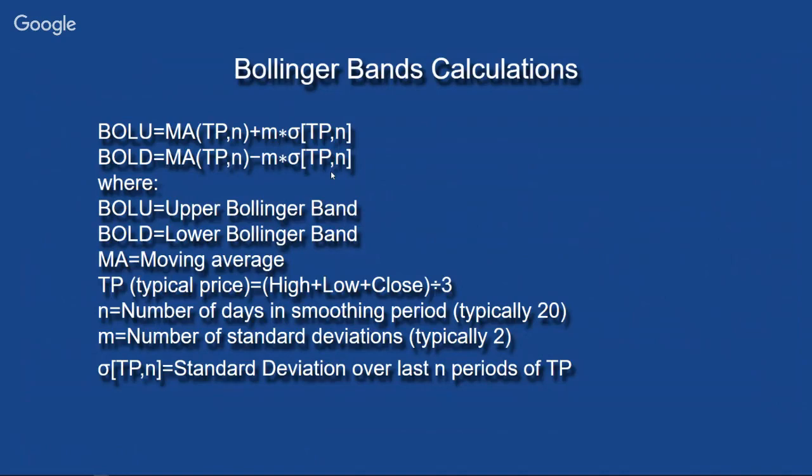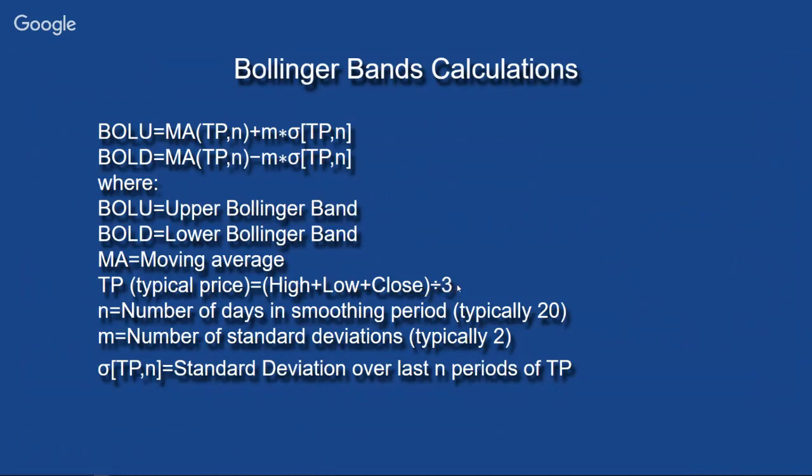What can I say? The center line is typically a 20-period moving average by default. The upper line is two standard deviations of the typical price for the last 20 periods above the center simple moving average. So what we do is we calculate the standard deviation of the price for the last 20 periods, and it uses the typical prices, the high plus the low plus the close divided by 3.